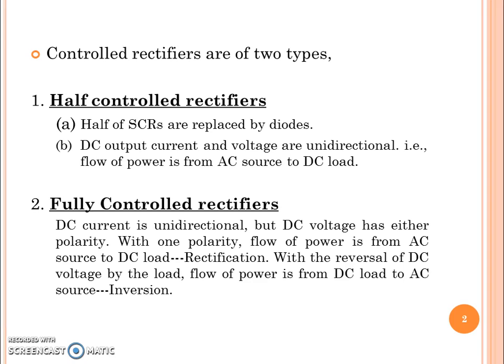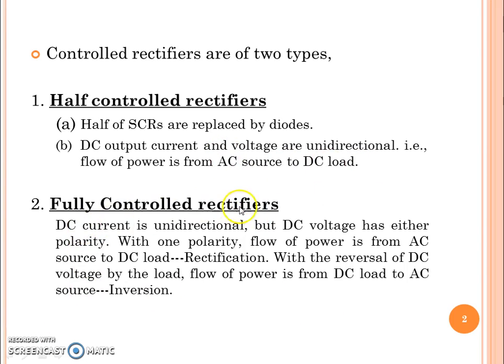Controlled rectifiers are of two types: one is half-controlled rectifiers and the other is fully controlled rectifiers. In half-controlled rectifiers, half of the SCRs are replaced by diodes. The output of half-controlled rectifiers is normally DC current, especially unidirectional current. In half-controlled rectifiers, the power flow is from the AC source to the DC load.